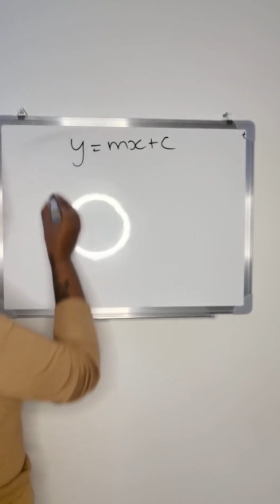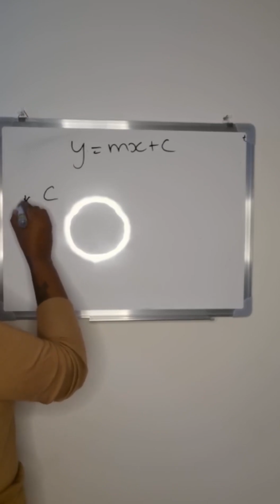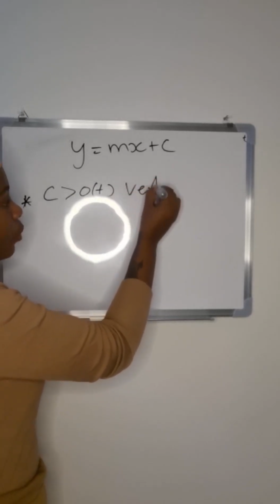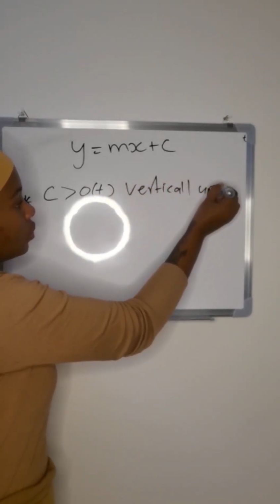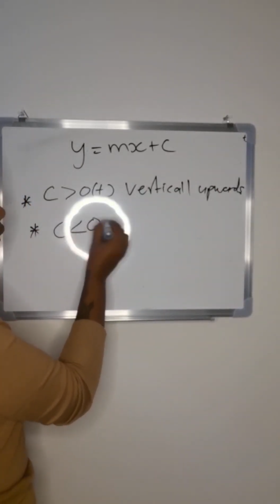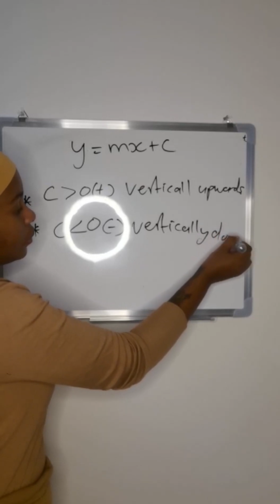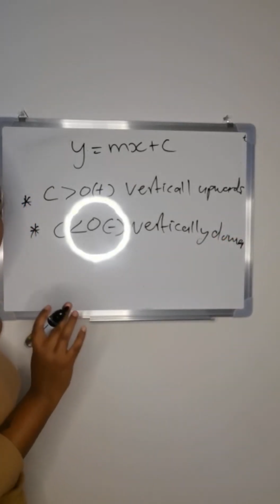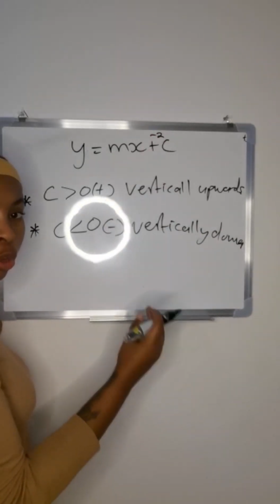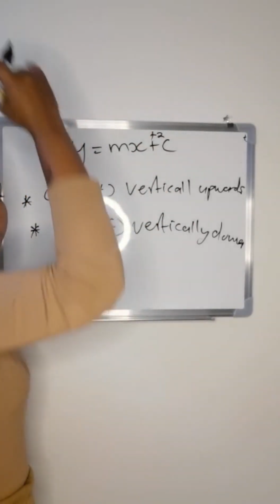So c affects the mother graph by vertical shift. If c is greater than 0, if c is positive, the graph will go vertically upwards. And if c is less than 0, if c is negative, the graph will go vertically downwards. Meaning that if we have a negative 2 here, the graph will go 2 units downwards. If we have a positive 2, the graph will go 2 units upwards.